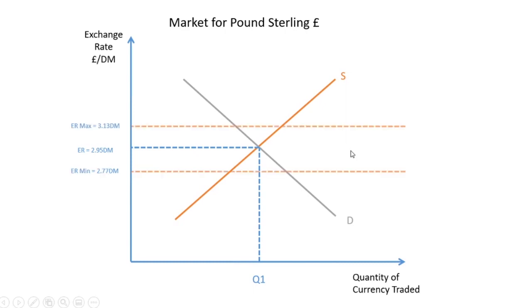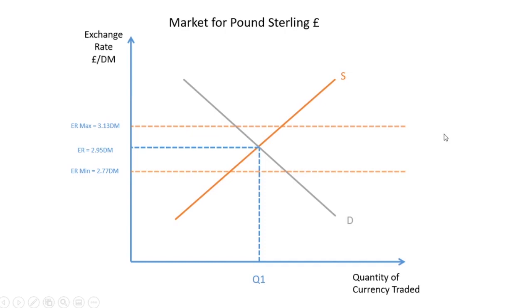If you wanted it to be managed within horizontal bars, which is a type of pegged system, you might say that the maximum that we're going to have is 3.13 Deutschmarks to the pound. The minimum is going to be 2.77. We will not intervene as long as the currency stays within these bands, but if it goes above or below the bands, then we'll have to intervene.